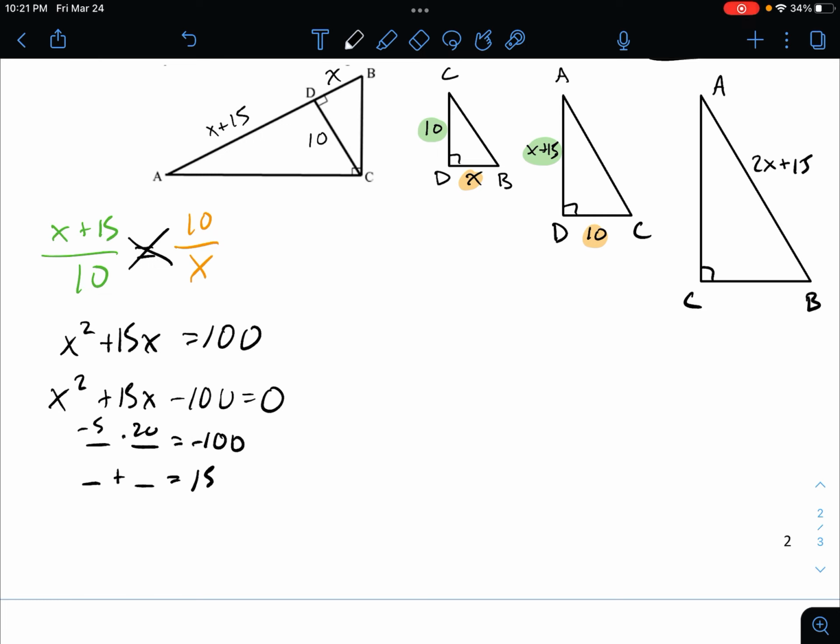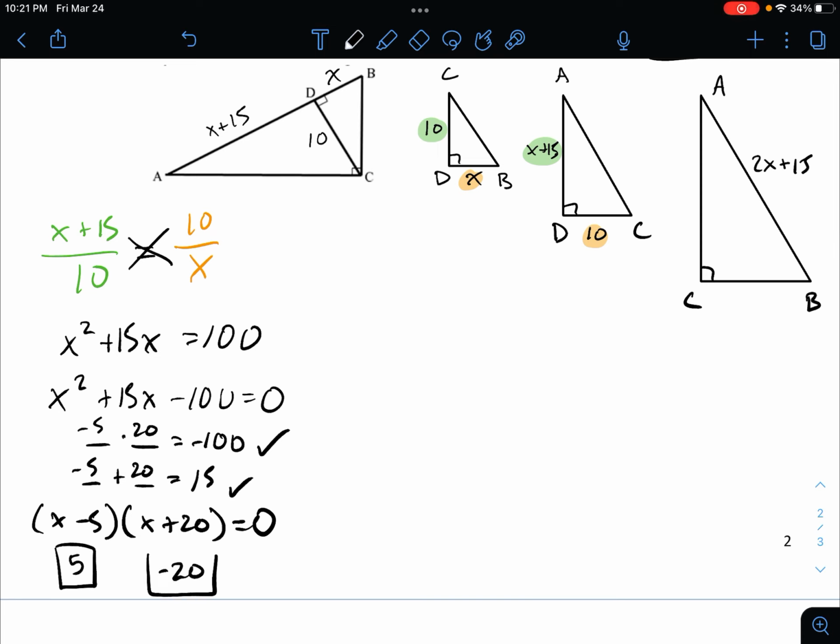Hopefully you found it to be negative 5 and 20, right? Negative 5 times 20 is negative 100. Negative 5 plus 20 is 15. Perfect. So we've got x minus 5, x plus 20, once we factor that. And then, of course, my two possible answers could be 5 and negative 20.